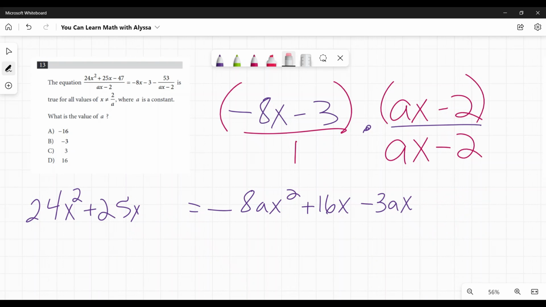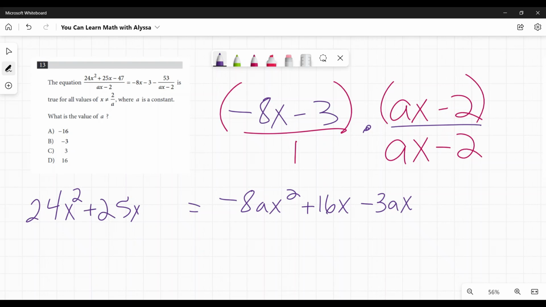Woohoo! Now look at this. And that negative looks really bad, so we're going to do, boop, there we go. 24x squared plus 25x equals negative 8ax squared plus 16x minus 3ax. What they want you to realize here is we got rid of the negative 47s, and they were identical. Negative 47 on both. So nothing really weird is happening.